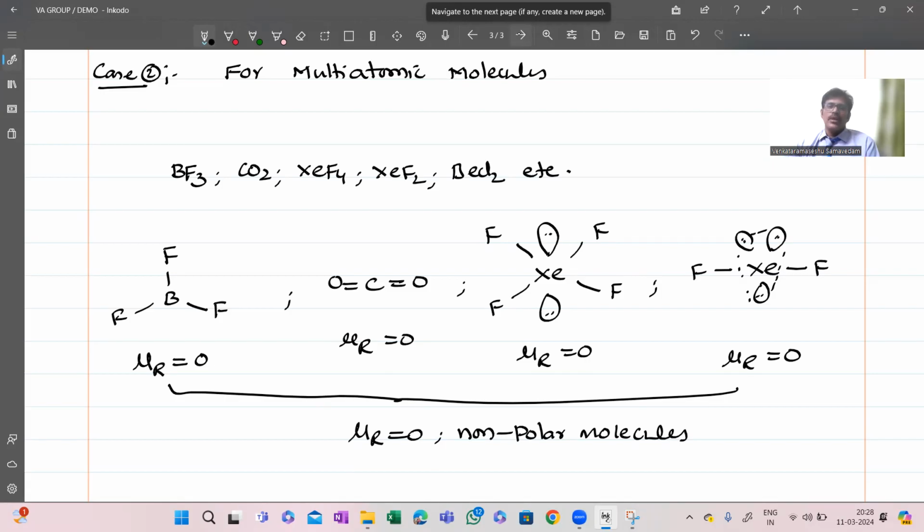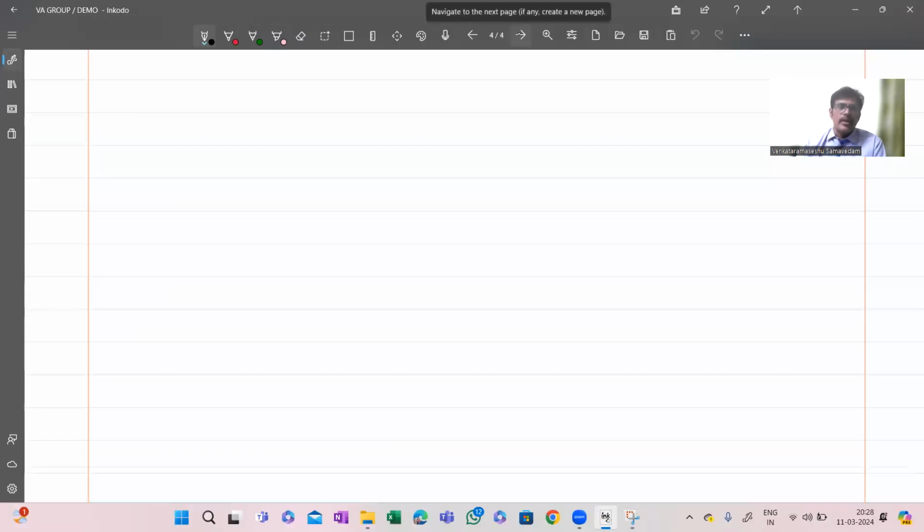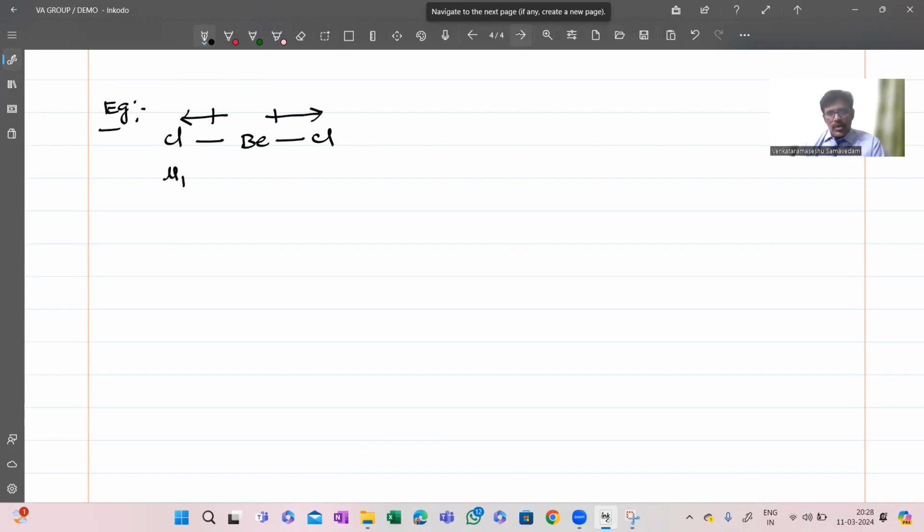How can we find the resultant dipole moment? What is the formula we can use to find it? Let us take an example. If I have BeCl2, towards the chlorine atom the migration of electron density takes place. Let us take the bond moment of the first bond as X, and the bond moment of the next bond as X. Both are the same, but in opposite directions.